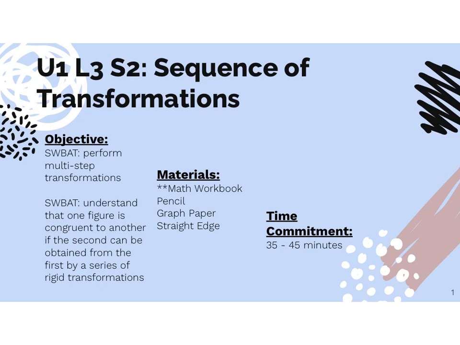Okay, scholars, so we are moving on to Unit 1, Lesson 3, Session 2. We are still working with sequence of transformations, so we're doing more than one transformation on an image. Our objective is to perform those transformations and to understand that one figure is congruent to another if you can get it to line up with the first after doing all these transformations.